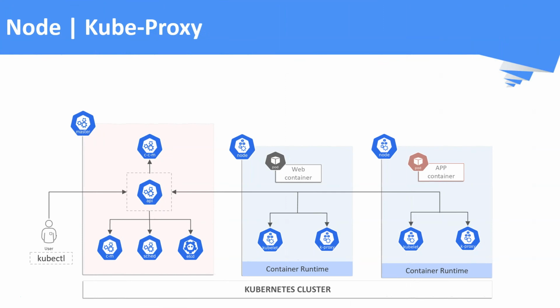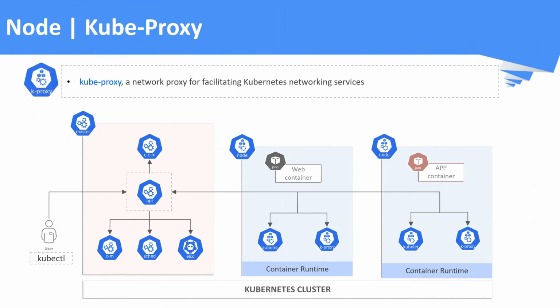Next is the kubeproxy. Kubeproxy is a network proxy for facilitating the Kubernetes networking services. The kubeproxy handles the network communication inside or outside of your cluster. For example, if you want to access the web UI for your container, the kubeproxy routes the user traffic just as shown here.